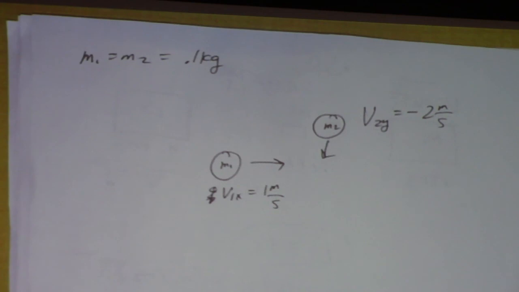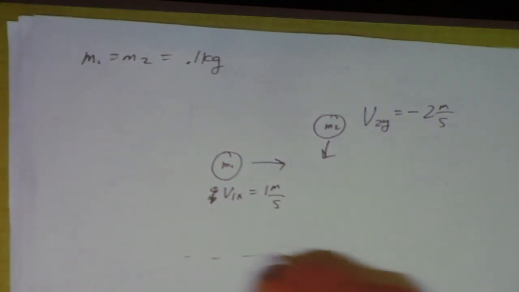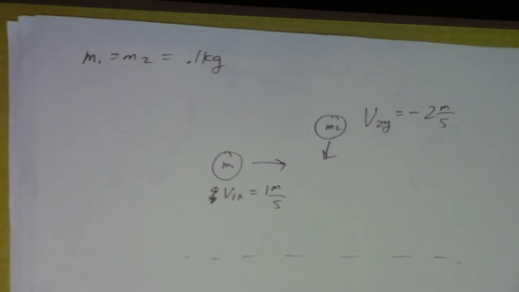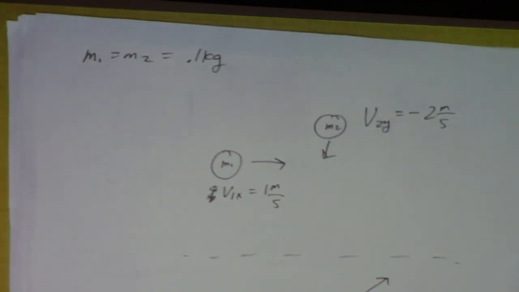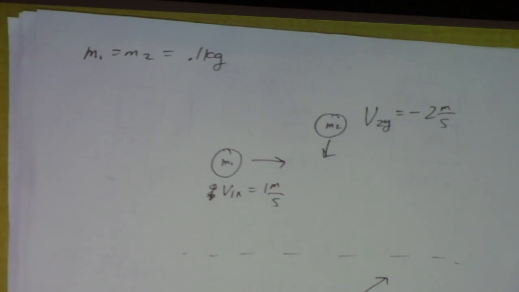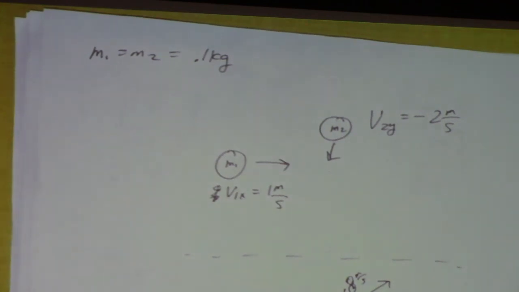So then they collide. After the collision, puck 2 travels 30 degrees above the x direction. And then afterwards, I'll just do afterwards down here. Puck 2 is going this way. This is 30 degrees, and its speed is 0.8 meters per second. And then what is the velocity and direction of puck 1 after the collision?